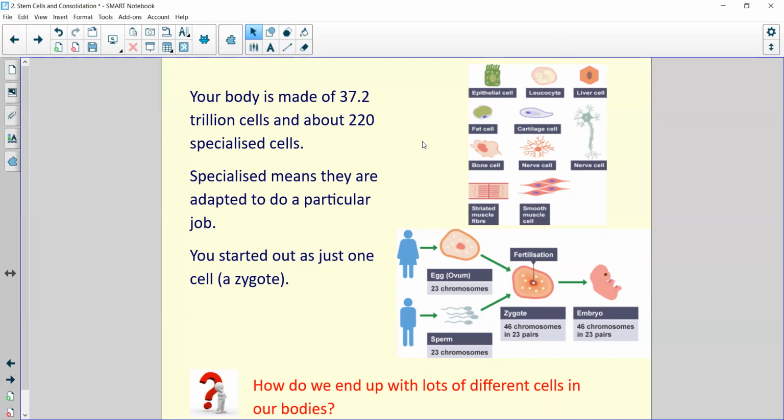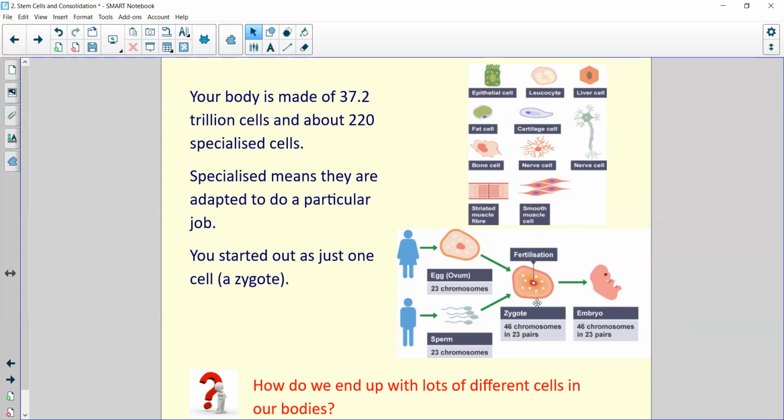So these are specialized cells, and they do not look anything like this zygote, which they would all have come from. So we started out as a zygote, just one cell, and we became an embryo, and we're continuing to grow and develop. And we have around 220 different types of specialized cell. So the question is, how did we end up with lots of different cells in our bodies if that is how they started? That's what they came from.